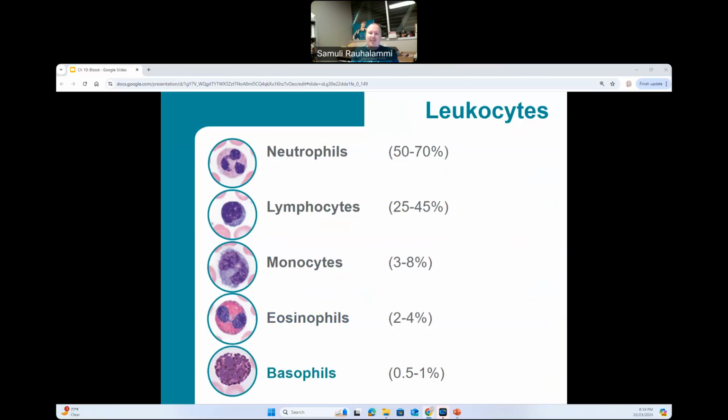Basophils, these are the least common ones. There are only 20 to 50 basophils per cubic millimeter of blood. They have large histamine-containing granules that stain dark blue, and they contain heparin, an anticoagulant. So that's our review of the white blood cells.